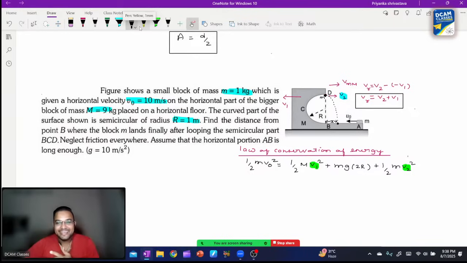No, actually, there are two points through which you can see that they both are moving. One is that this capital M, the mass, is given separately. Another thing, it's placed on the frictionless surface, placed on the horizontal floor. They have told you to neglect friction everywhere. There is no friction, which means there is no friction between M and the surface, so the block is movable, obviously. Can we use law of conservation of momentum?